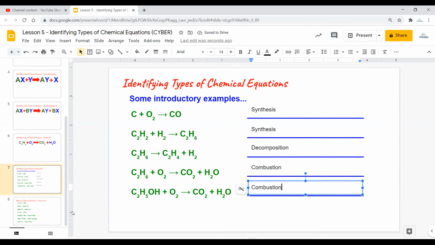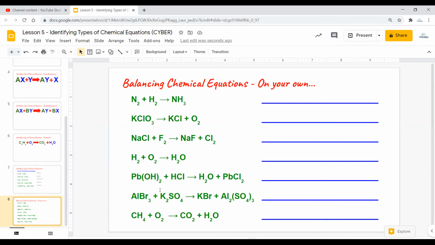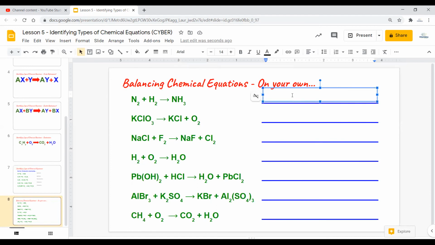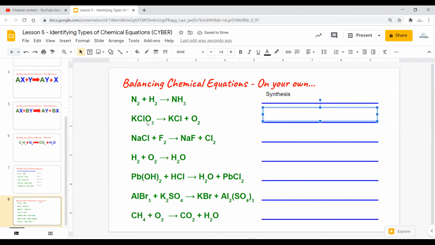Let's take a look at a few more examples. So if we go to the next slide, you're going to see that we have N2 plus H2 going to form NH3. So in this case, we have a synthesis reaction, two elements coming together to form a single product. In our next example, we have just one reactant here on the left side, and we have a compound and an element on the right side. So this is an example of a decomposition reaction. We have a single thing breaking down into parts.